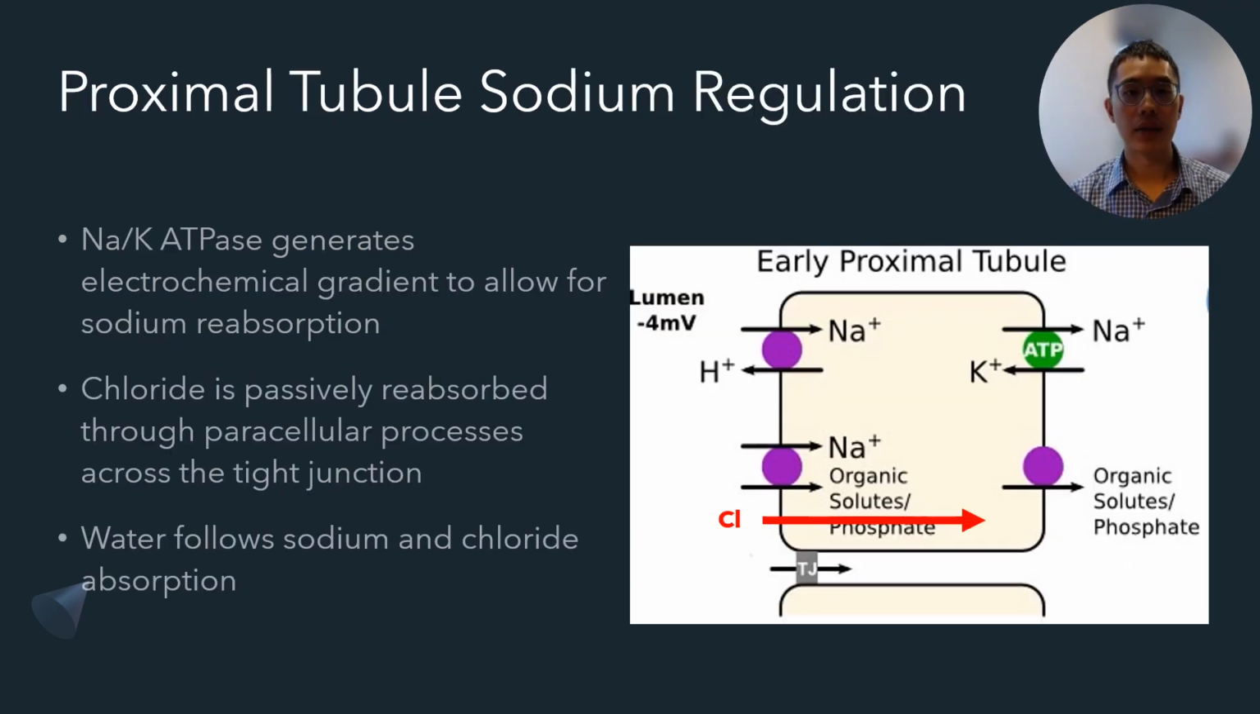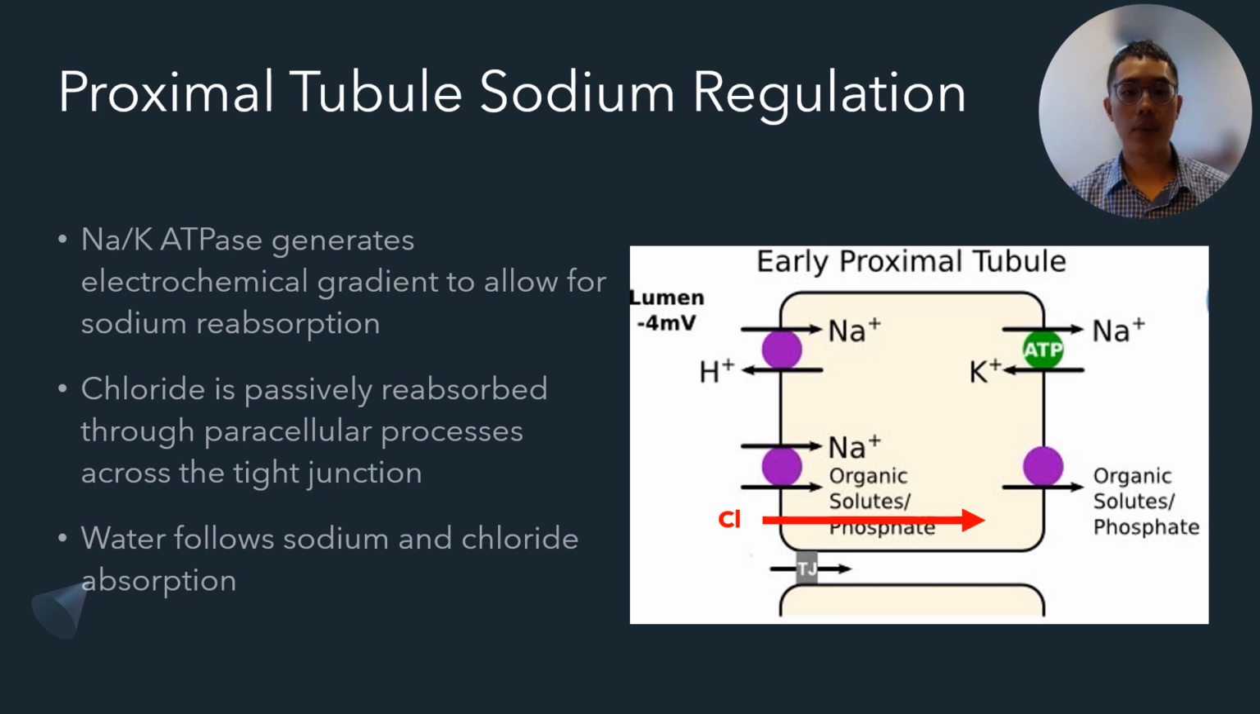On the other side, the blood side of the proximal tubule, the sodium-potassium ATPase is integral at ensuring that sodium is returned to the blood, but also at enhancing the electrochemical and diffusion gradients that then allow more sodium to be reabsorbed through the previously mentioned mechanisms.